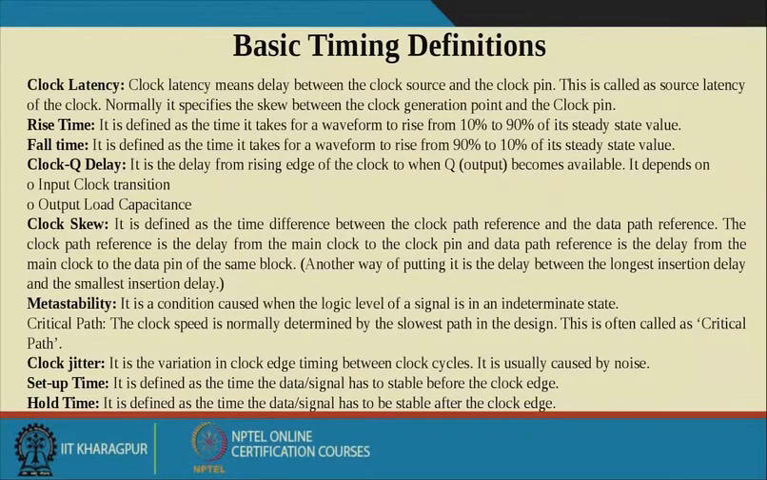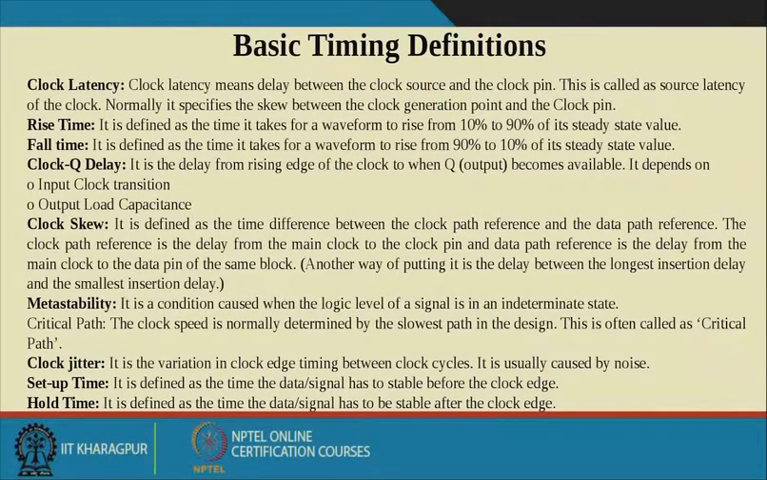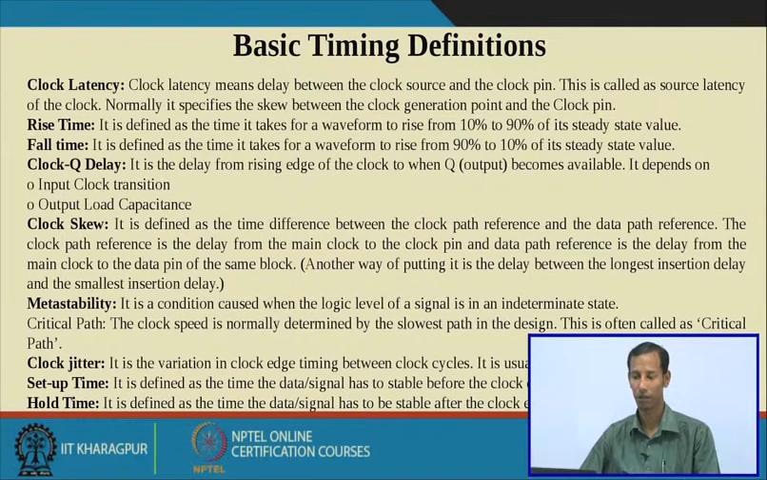Then again we will see some other timing definitions too, one of them is clock latency. We have said this clock latency in design compiler. So what is clock latency? Clock latency means the delay between the clock source and the clock pin. That means the clock pin is external to the chip. So from the clock source to the clock pin, the time it takes is known as clock latency. This is called the source latency of the clock. Normally it specifies the skew between the clock generation point and the clock pin.